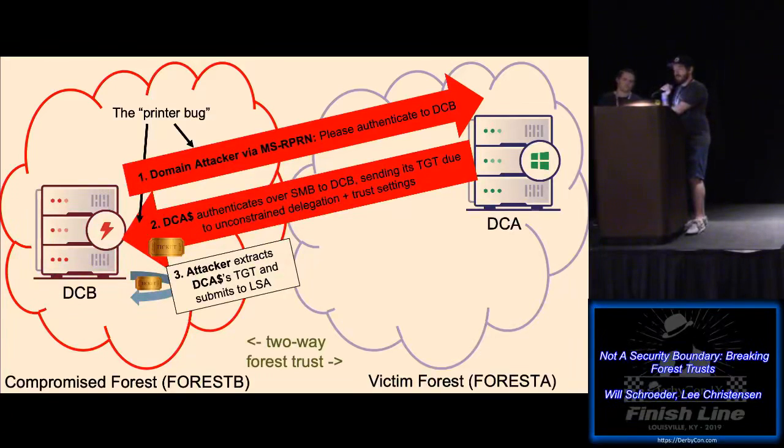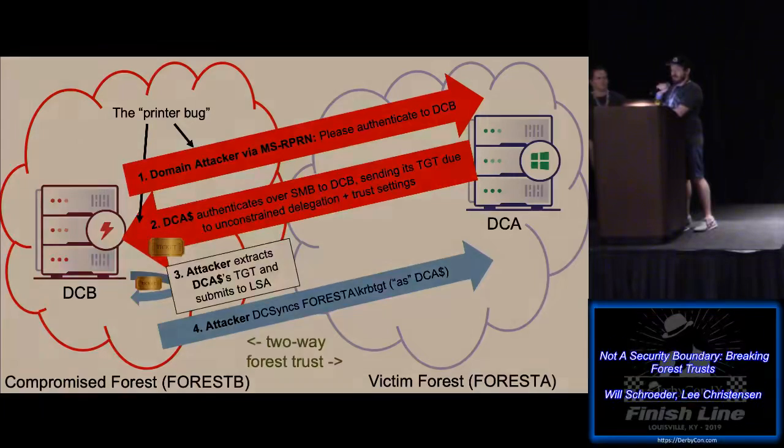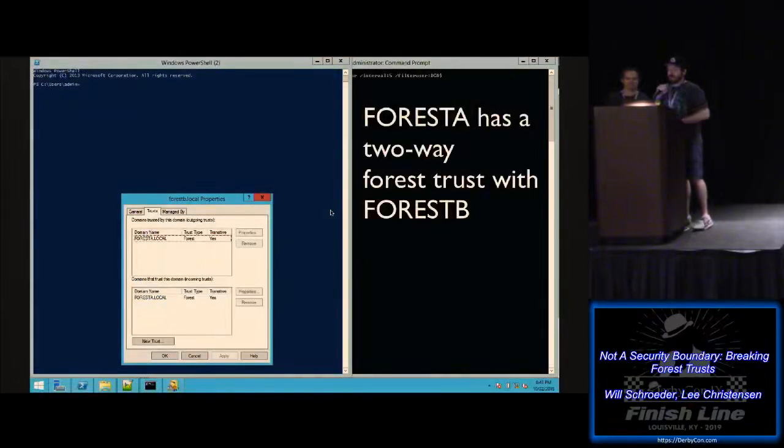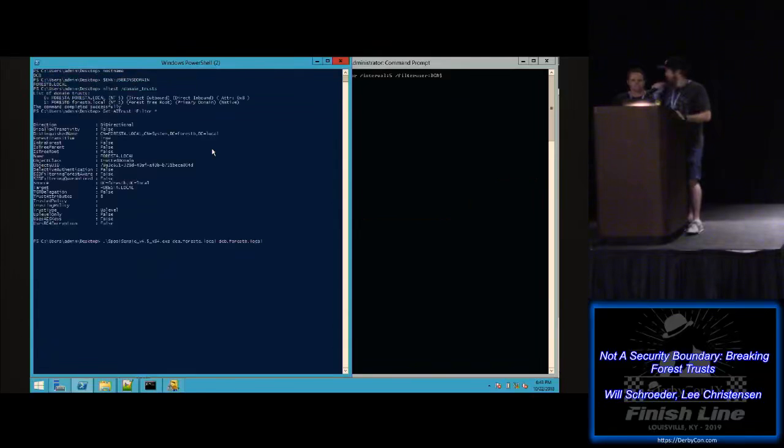Then all the attacker does is extract that ticket granting ticket of DCA, the domain controller. They can resubmit it to the local security authority on their box, and now they're a DC. They can just DCSync any account they want in Forest A, because now it is as if they are DCA, the domain controller. Worth noting here that nowhere do you see SID filtering take place. So that's the entire attack laid out, and we're going to show a demo video of this.